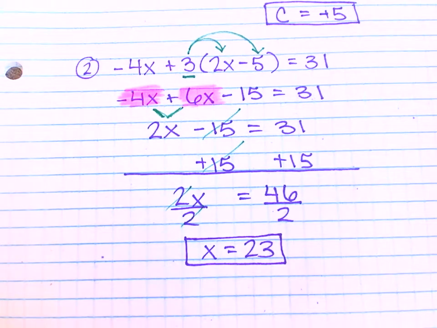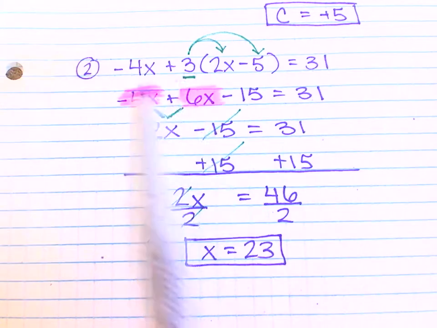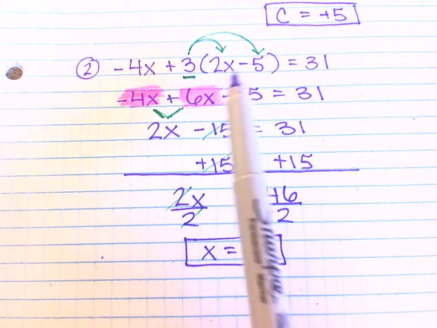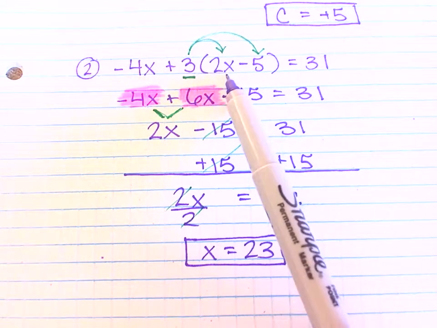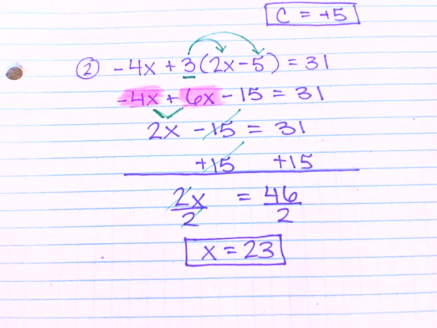Now I know if I plug that 23 back into that problem, I'm going to get the same answer. You need to check your work. So if I checked my work and I got negative 4, replace x with 23, plus 3 times 2, replace x with 23, minus 5, I'll get 31. So check your work. Please, please, please.